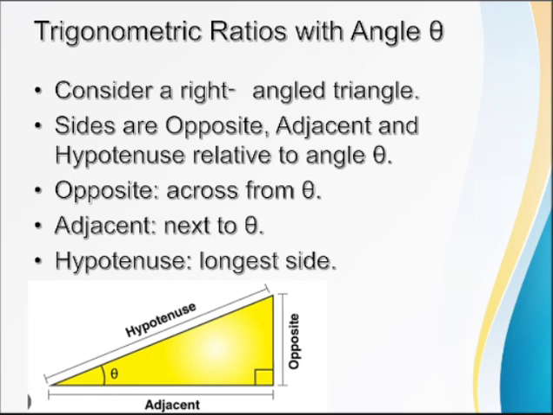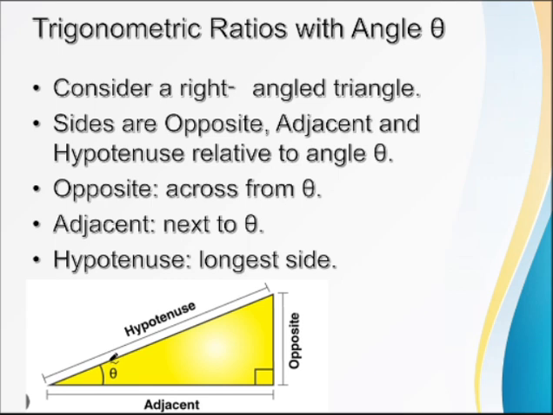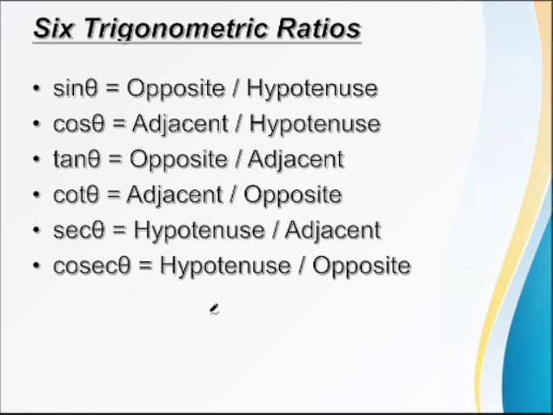Now let's start the topic. First we have trigonometric ratios with angle theta. First we have to consider a right angled triangle with angle theta. The side opposite to angle theta is called opposite or height, and the side adjacent to theta is called adjacent or base. With this opposite, adjacent and hypotenuse, we get 6 trigonometric ratios.